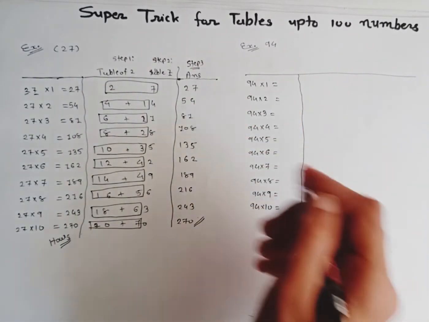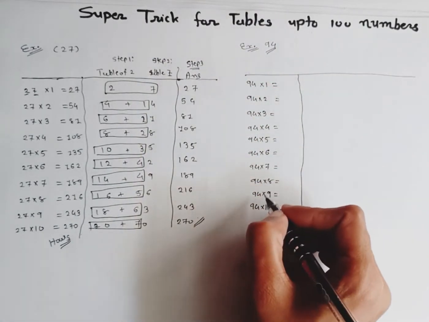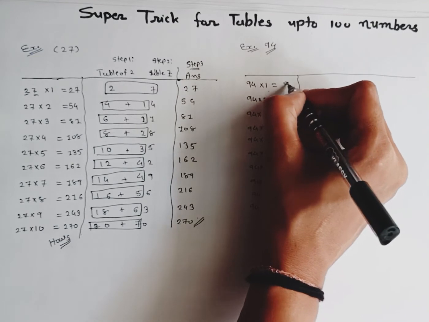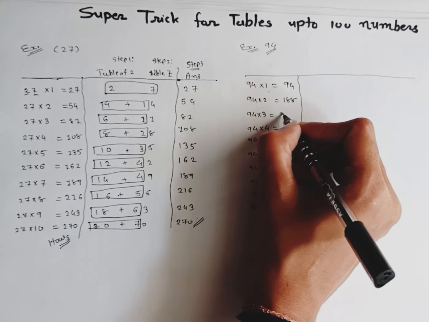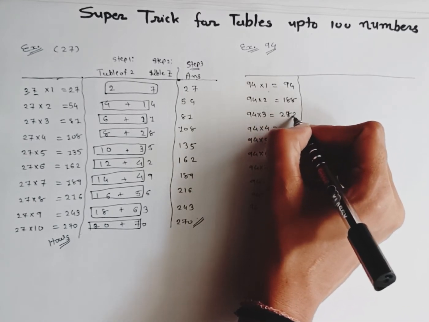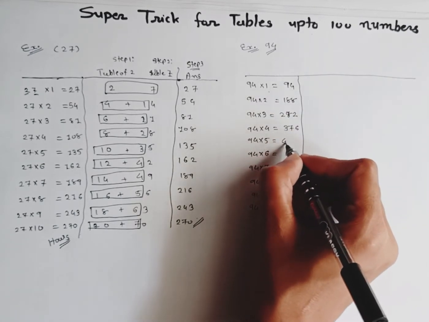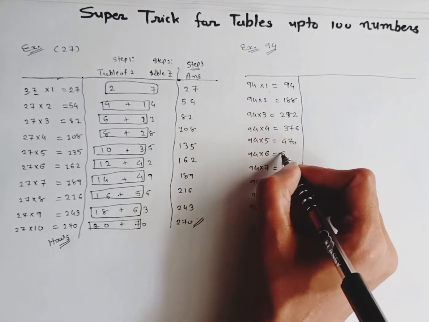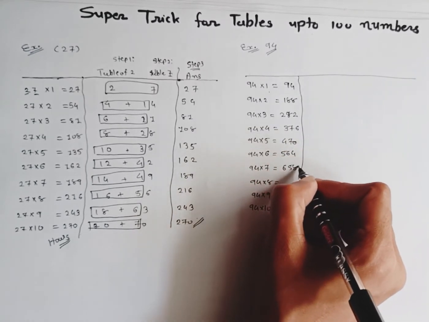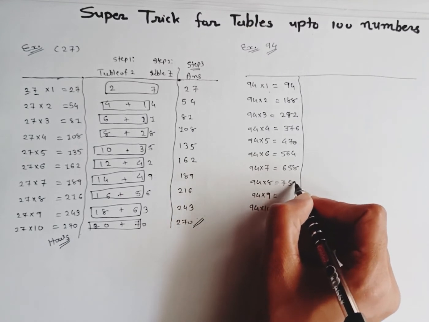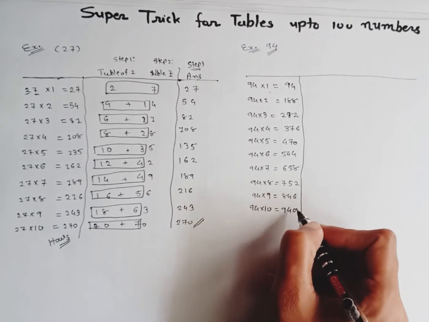It's so easy. Next let's take an example, 94. 94 ones are 94. 94 twos are 188. 94 threes are 282. 94 fours are 376. 94 fives are 470. 94 sixes are 564. 94 sevens are 658. 94 eights are 752. 94 nines are 846. 94 tens are 940.